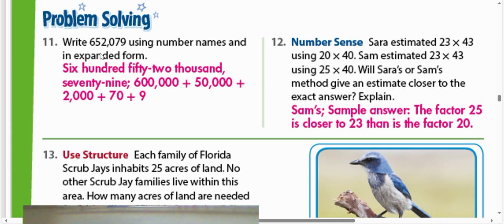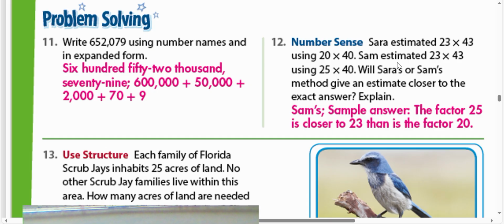Write 652,079 using number names and the expanded form. This number we called it 652,079. We write expanded form 600,000, 50,079, and also we have 2,000.